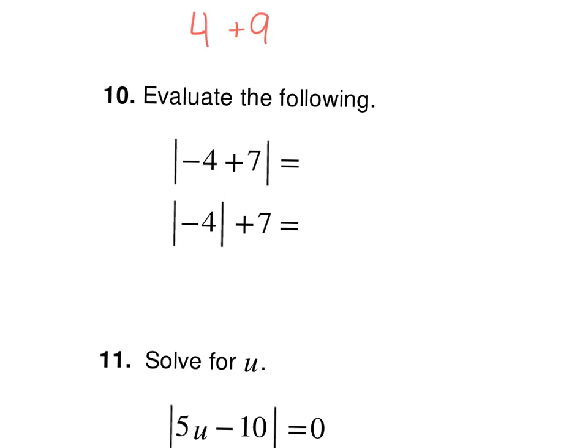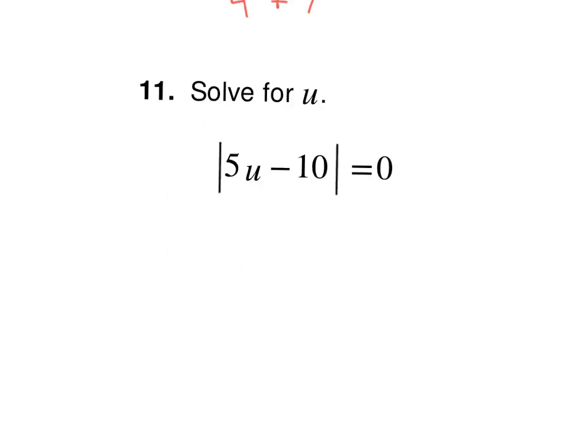Same thing down here on 10. Negative 4 plus 7 is 3. Then the absolute value of 3 is 3. Negative 4's absolute value is 4 because it's a distance of 4 from 0. Distance always positive. Then we have 4 plus 7. That simplifies down to 11.